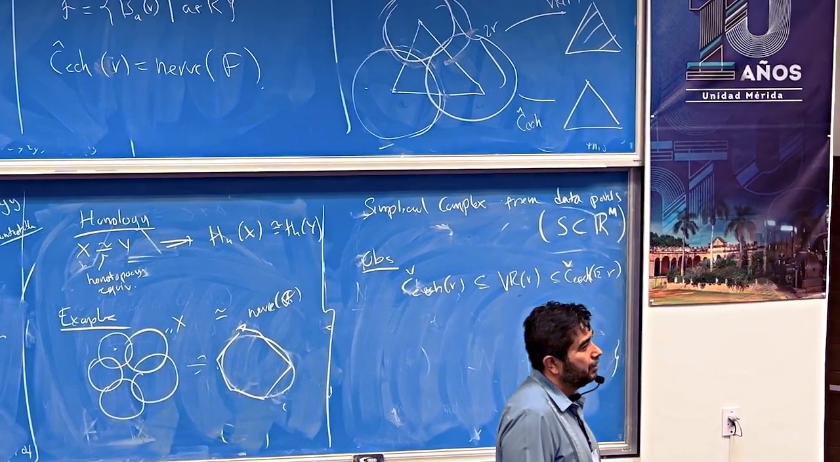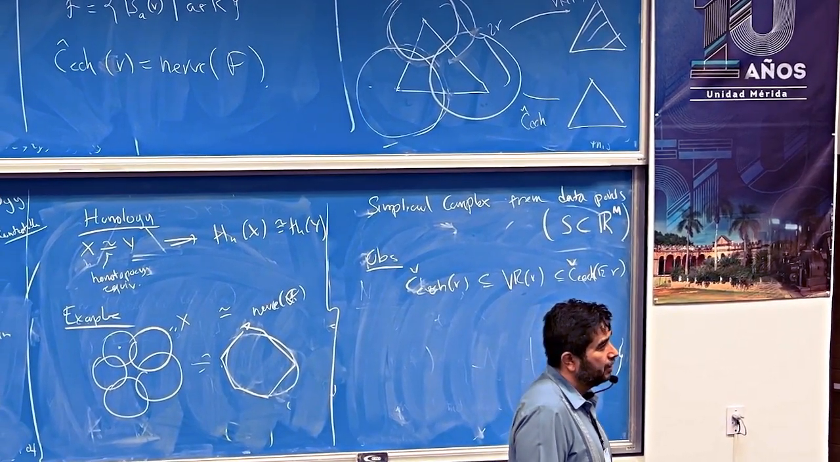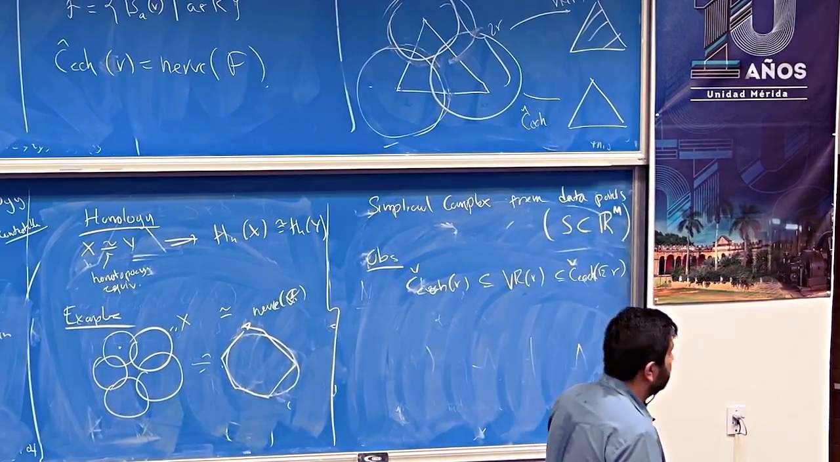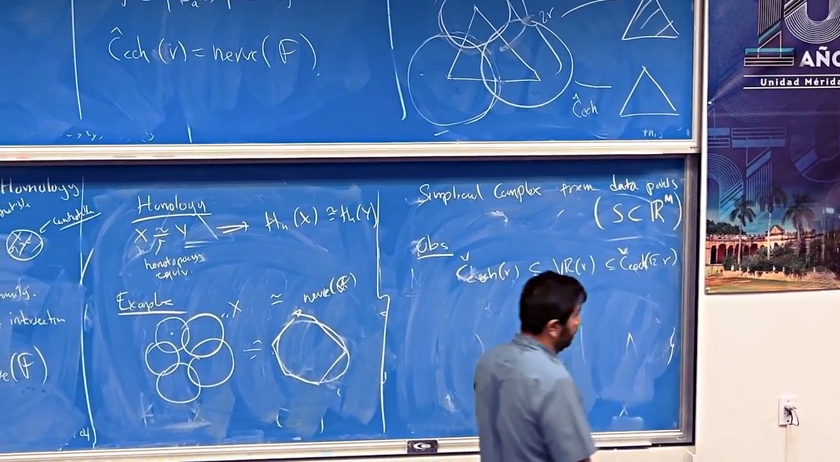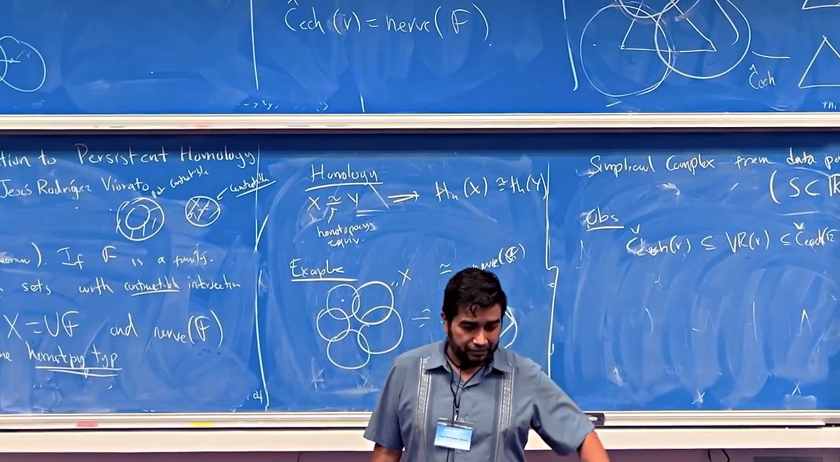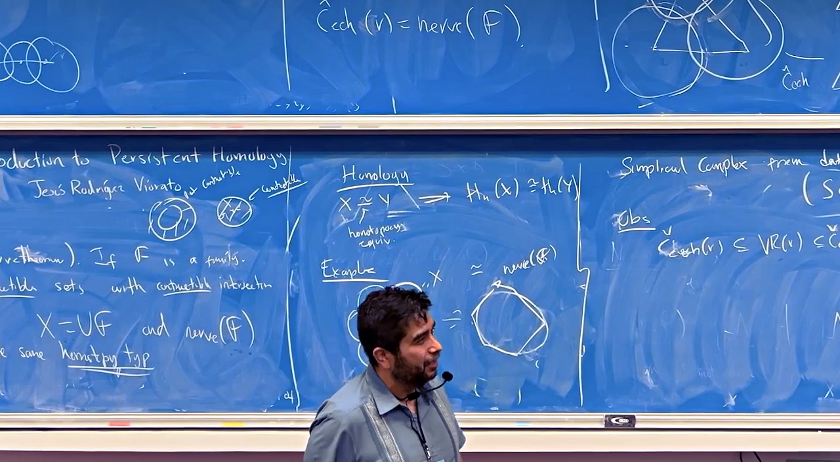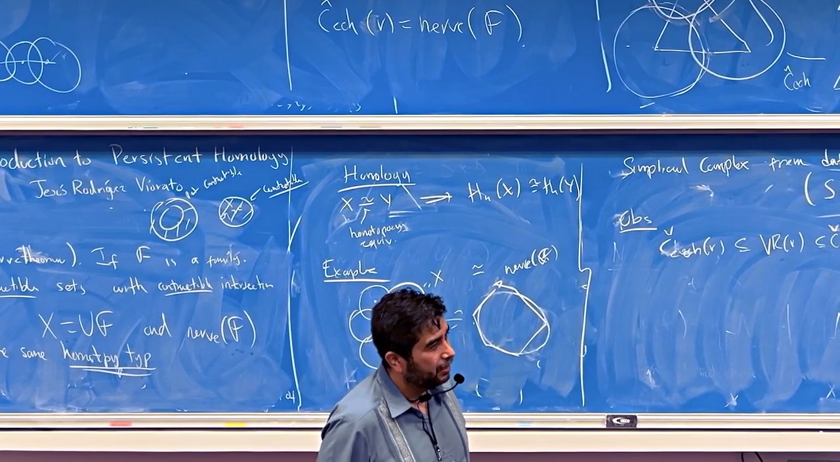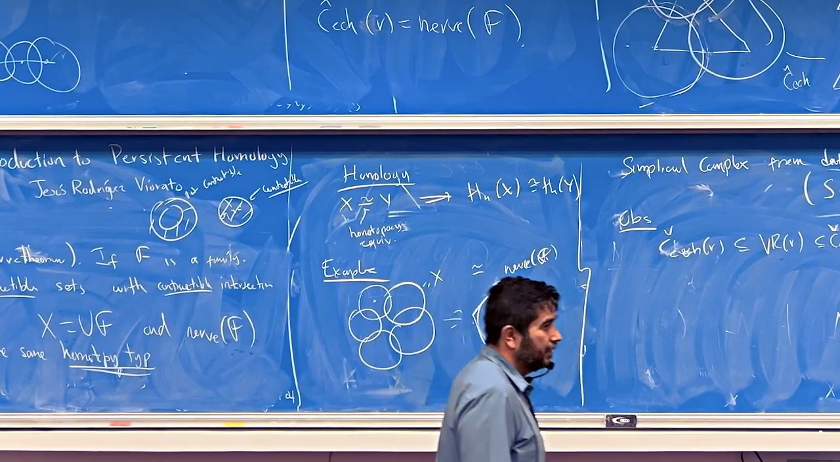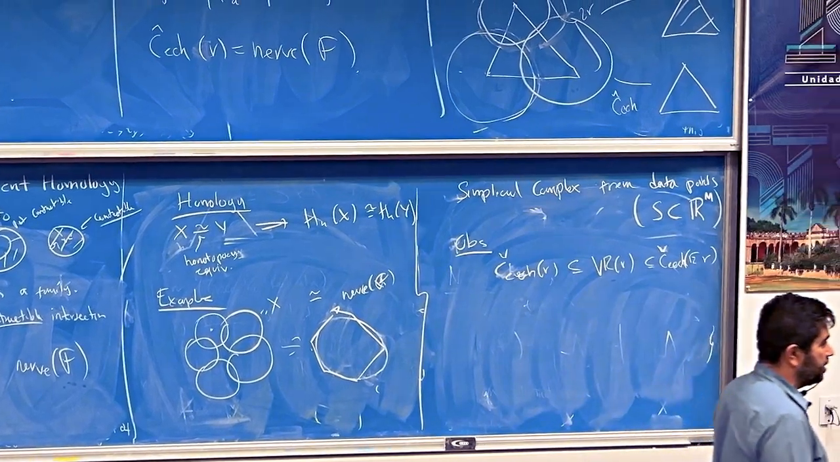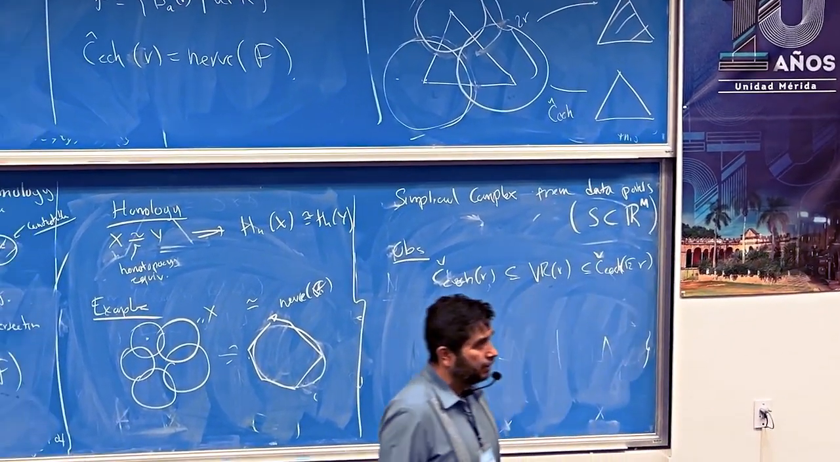You say that the Vietoris-Rips complex is easy to compute, right? You only need to know the distance between any two points, right? Yeah, I forgot to mention that, but yeah. Is there any algorithm to compute the Čech complex? I mean, it could be complex, but at least algorithmically.